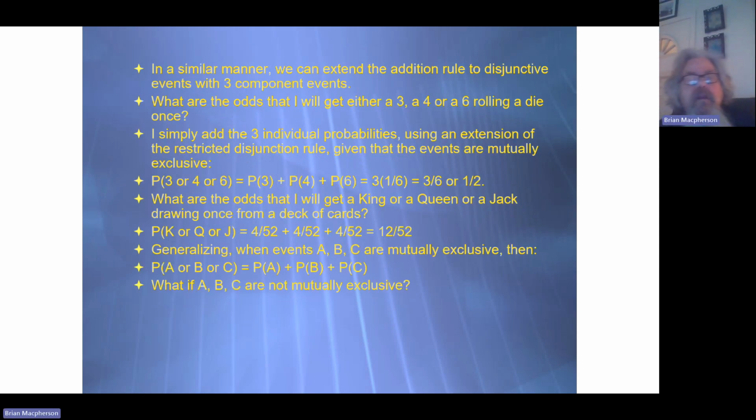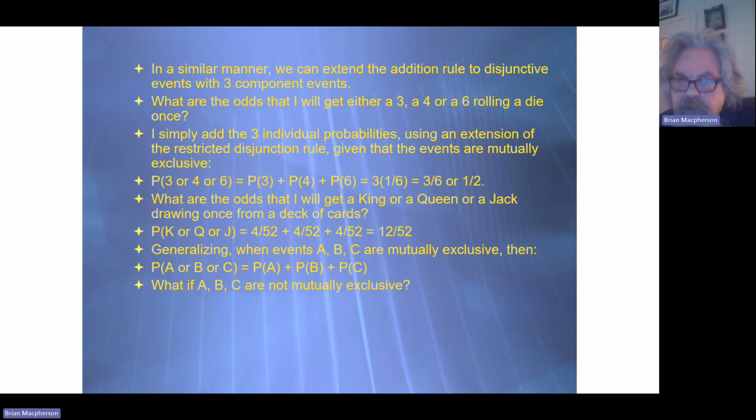So as I say here, in a similar manner, we can extend the addition rule for disjunctive events to 3-component events. What are the odds that I get either a 3 or a 4 or a 6 rolling a die once? Very straightforward. You just add it up. So it'll be 1/6, which is the odds of getting 3, plus 1/6, which is the odds of getting 4, plus 1/6, which is the odds of getting a 6, equals 3 out of 6. That is 1/2.